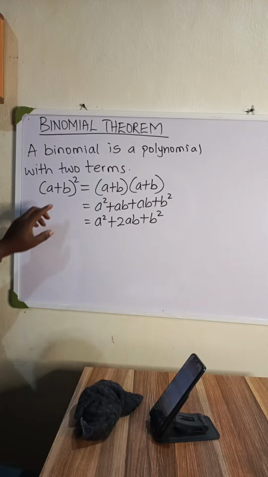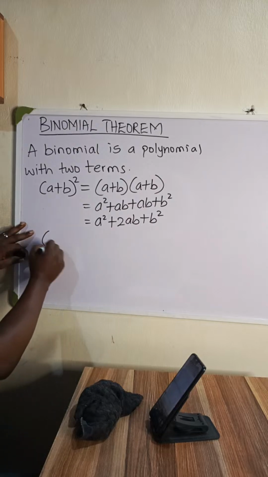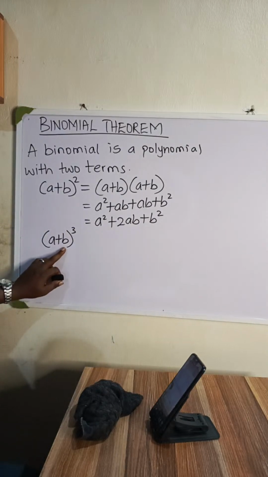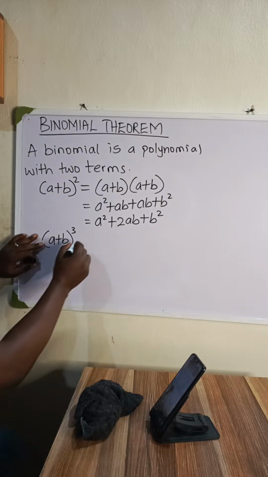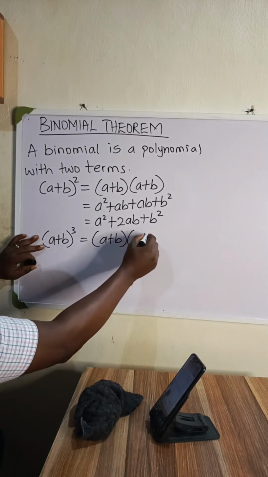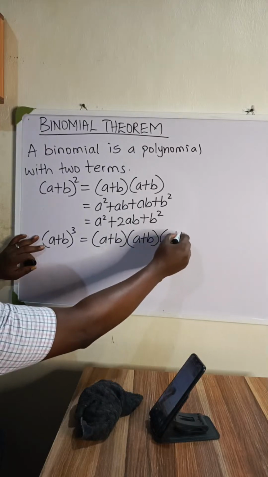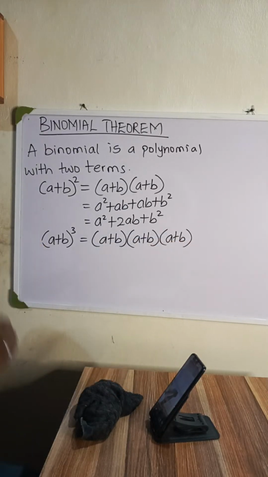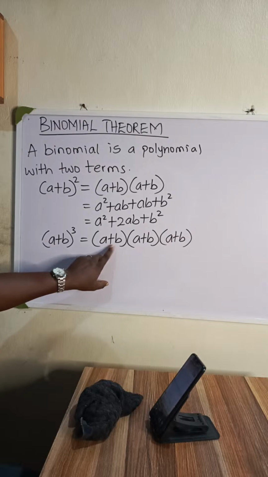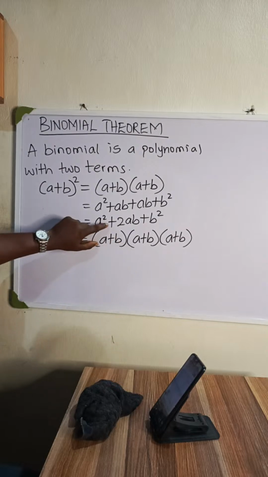Now, what if instead of having square here, we have cube? Let's see how we are going to expand it. So we are going to have (a plus b) cubed. So this means (a plus b) times (a plus b) times (a plus b). So (a plus b) is multiplying itself 3 times. But we already know what (a plus b) times (a plus b) is because we have gotten it here.